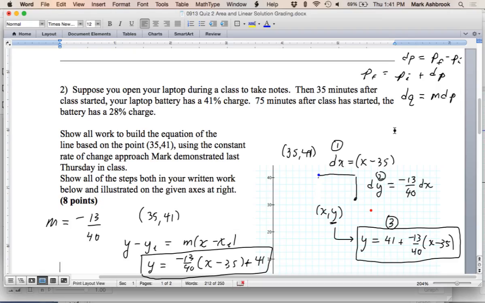to kind of just give you a little explanation of why your score may be a little different. If I saw something more like this, I really didn't see you applying this process of thinking through how constant rate of change can give us this line. All possible points of time after class started and percent battery change. Any comments or questions on that?